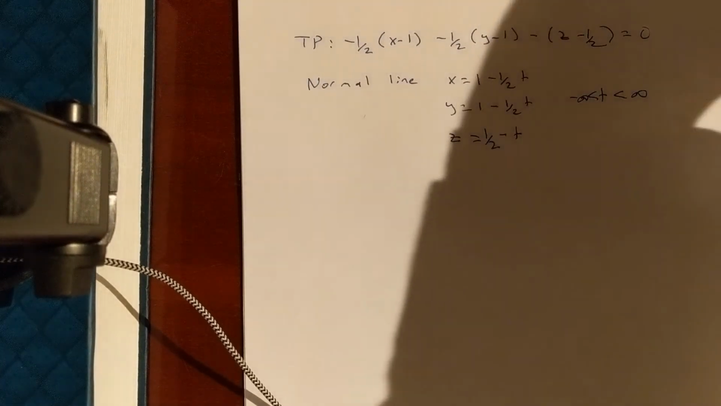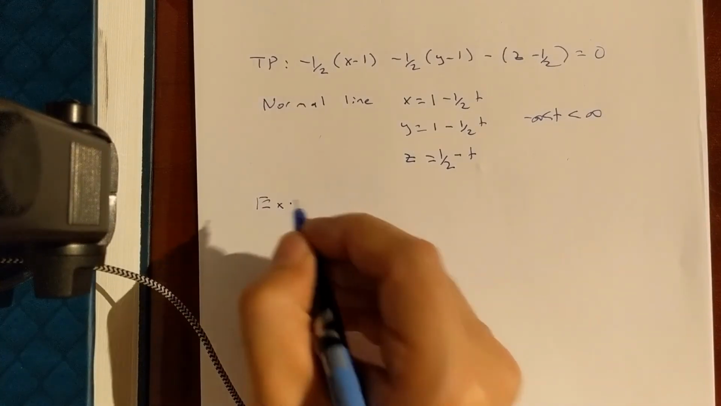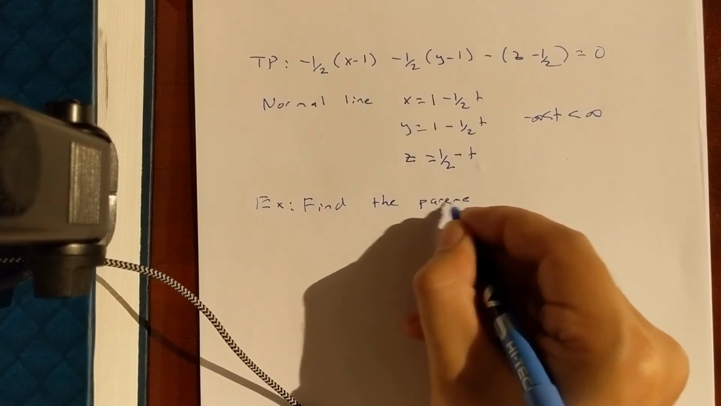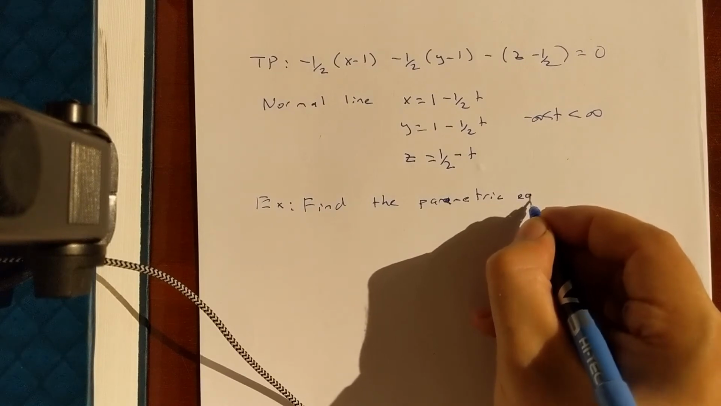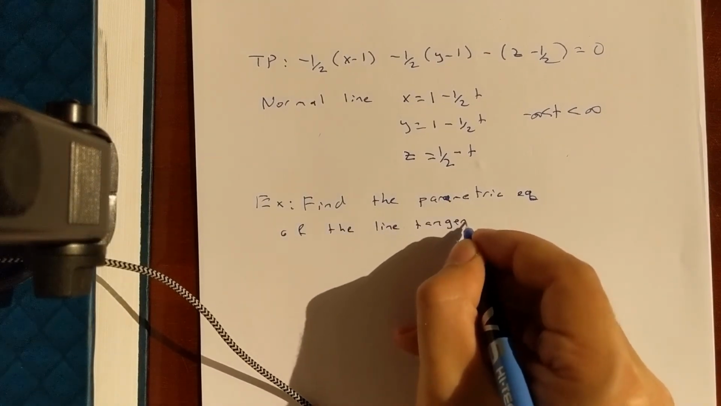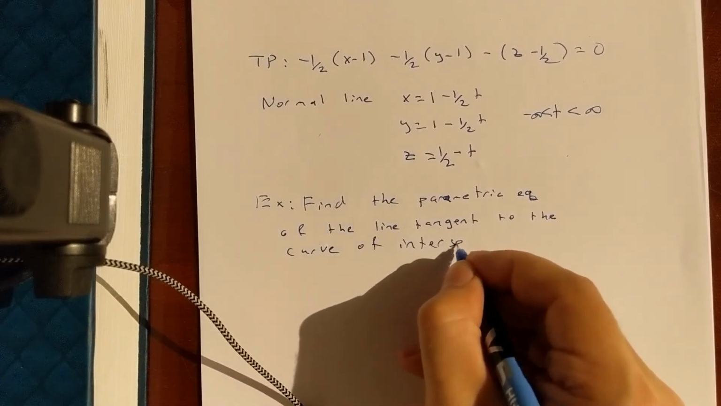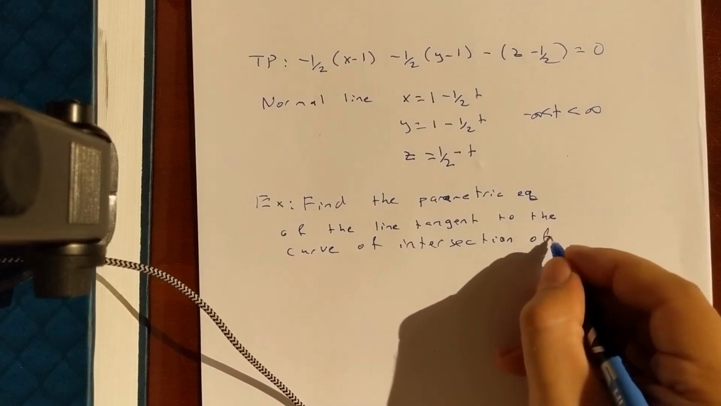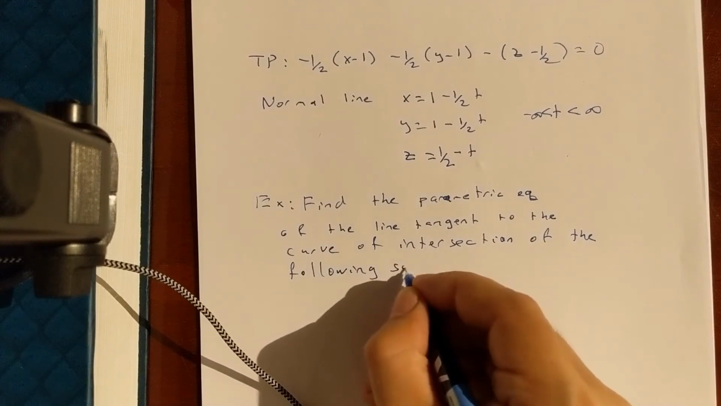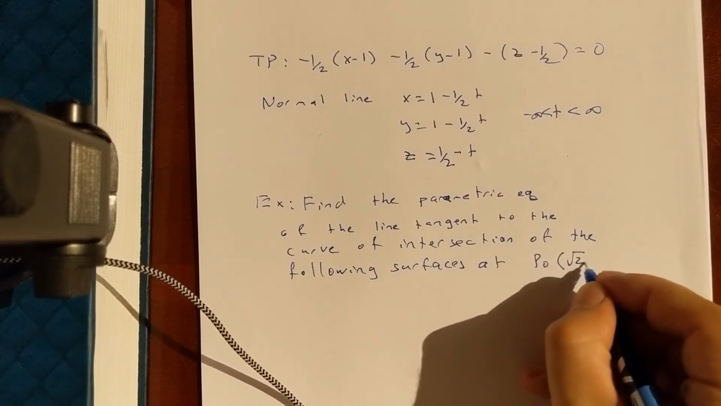Let's do a much harder one. Example. We want to find the parametric equation of the line tangent to the curve of intersection of the following surfaces at the point P naught, and I'll give you the point, square root of 2, square root of 2, 4.